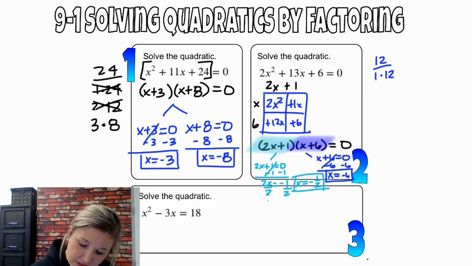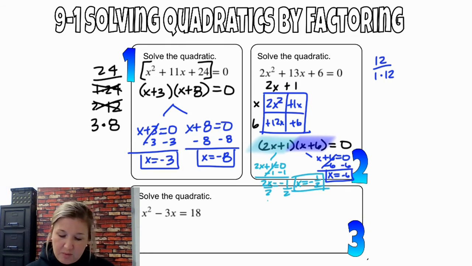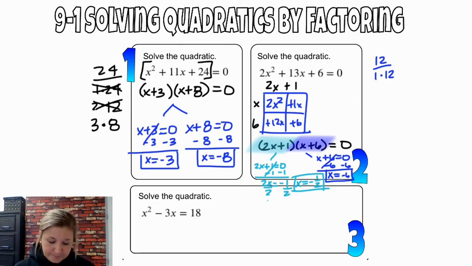Again, just a little bit more challenging, especially since you have a two-step equation in this part here. That's a two-step equation, but a little bit more involved here because you have to use the box to factor.